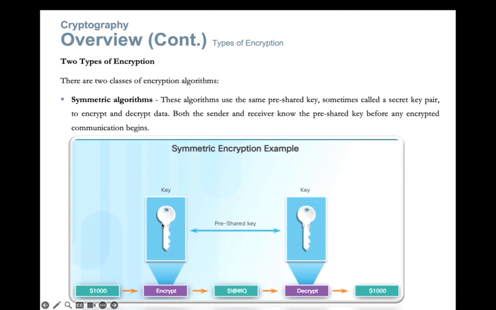Sender and receiver know the pre-shared key before any encrypted communication begins. In this diagram you can see the symmetric algorithm uses the same key to encrypt and to decrypt. Our plain text here is $1,000. When it is encrypted, it becomes unreadable for any unauthorized user. When it is decrypted, it becomes plain text again. Encryption algorithms that use a common key are simpler and need less computational power.